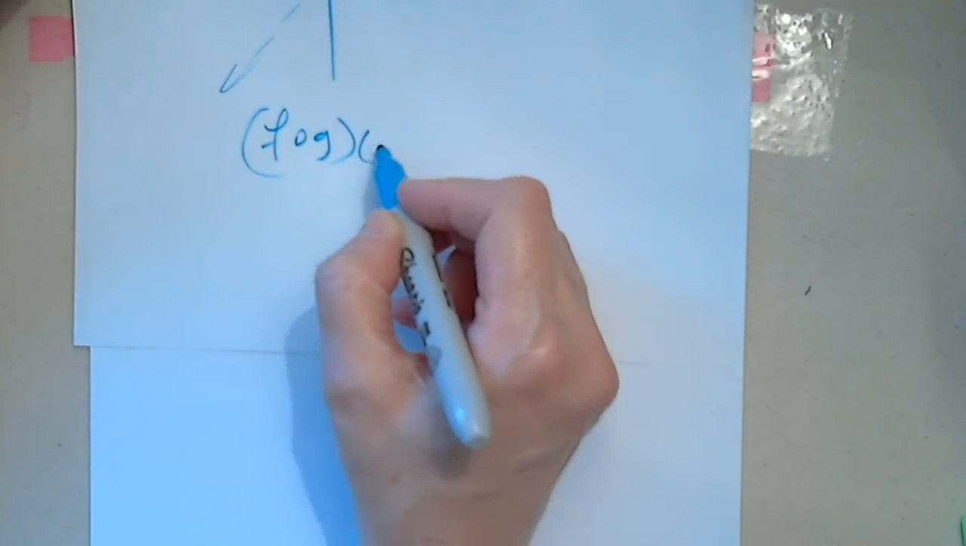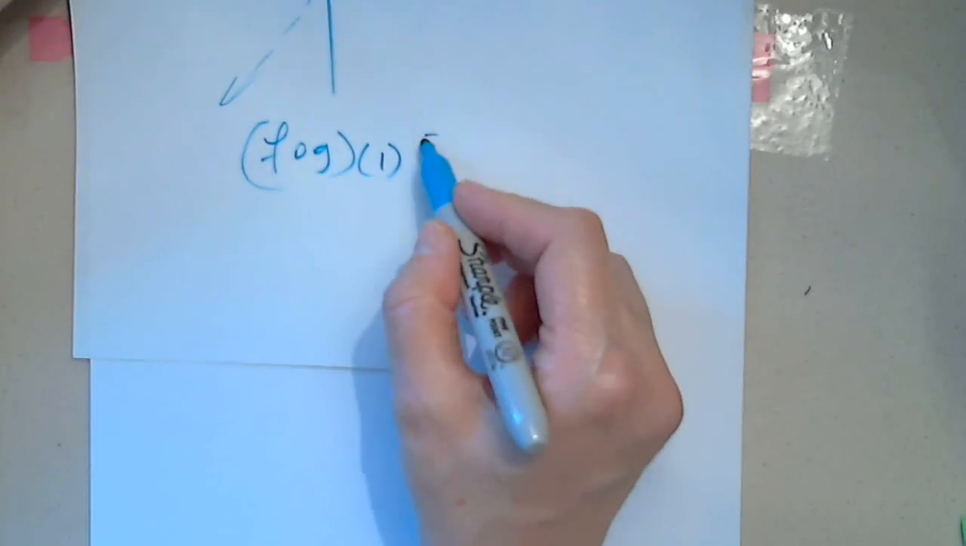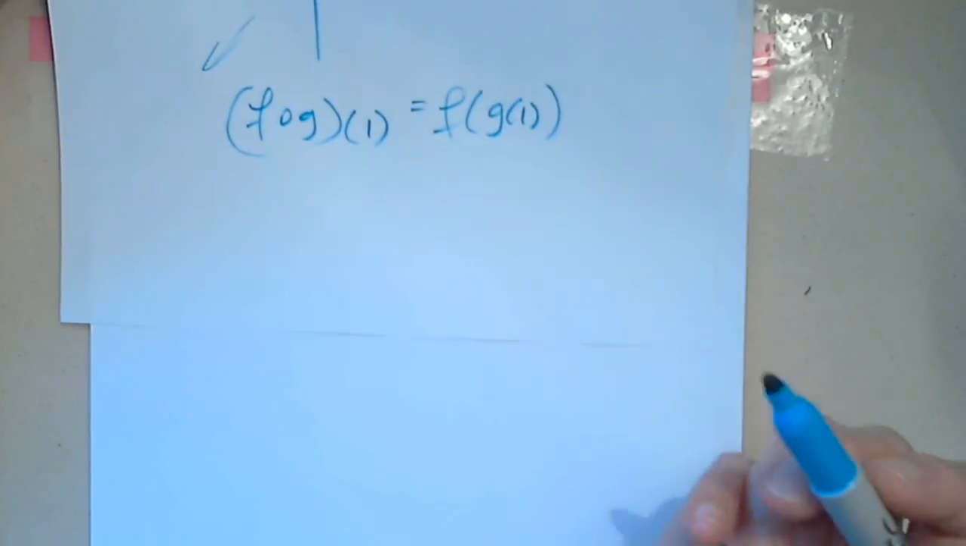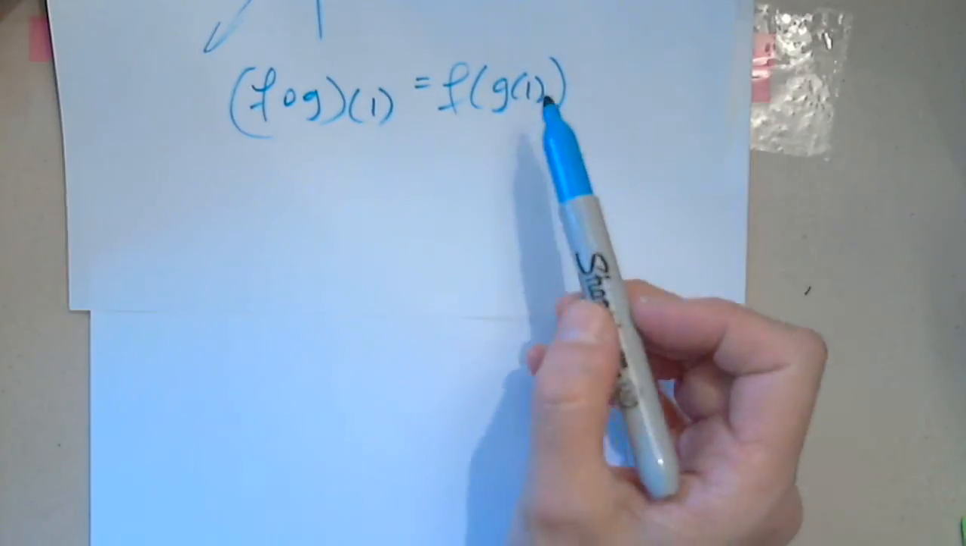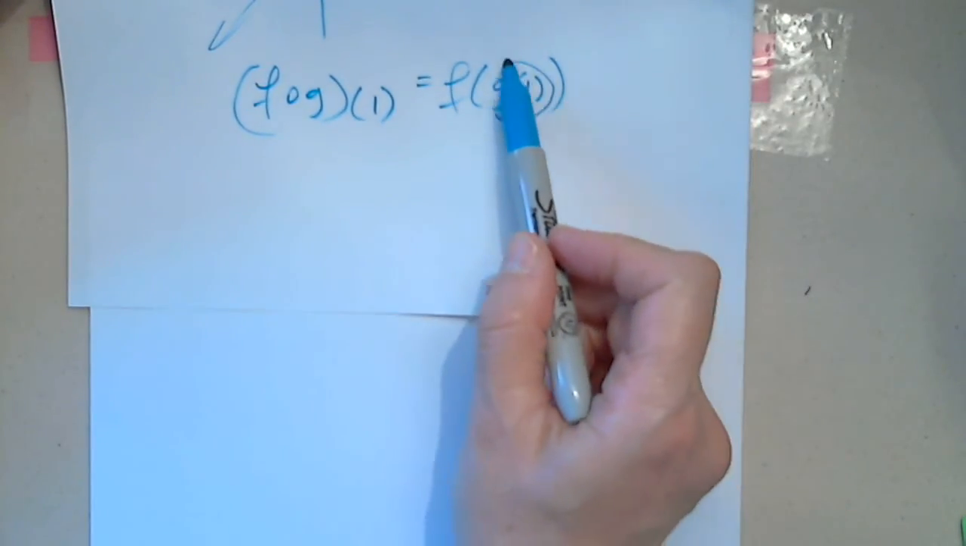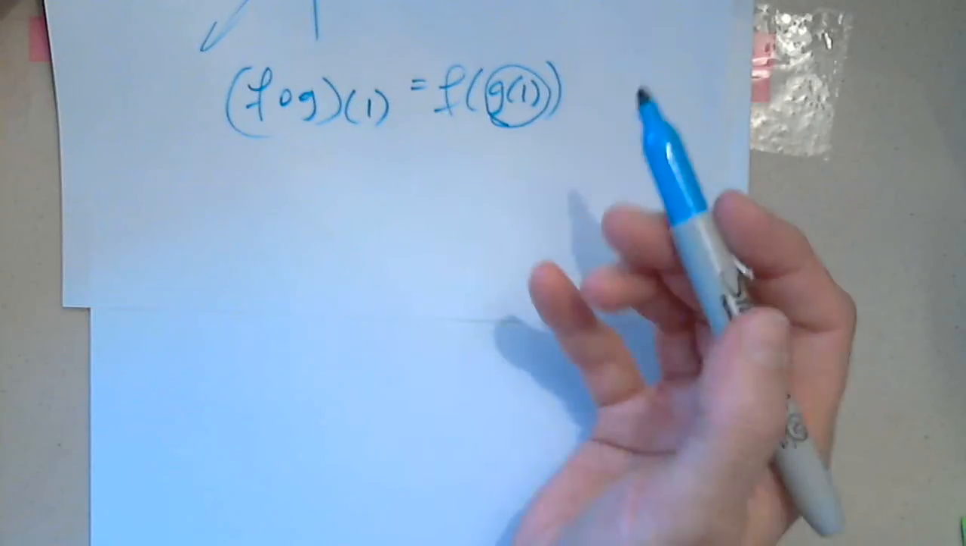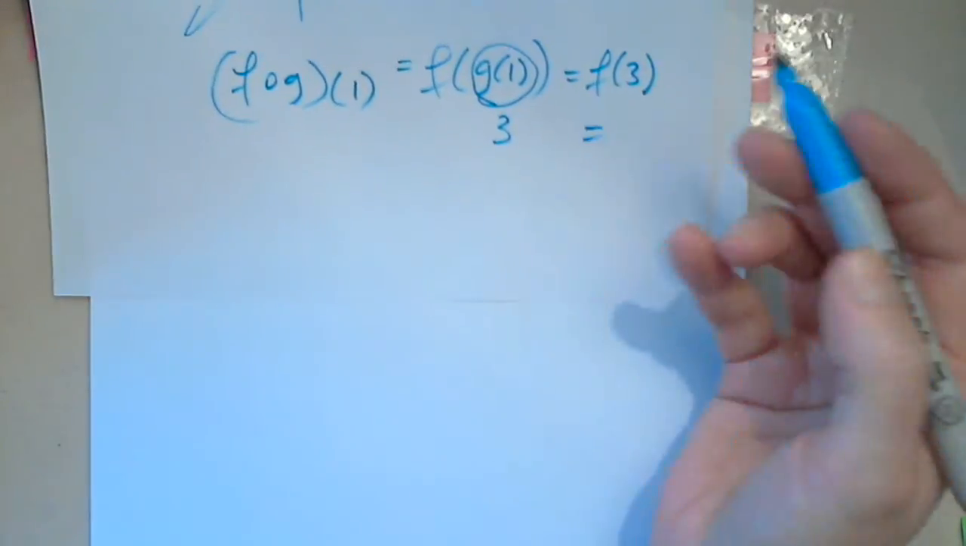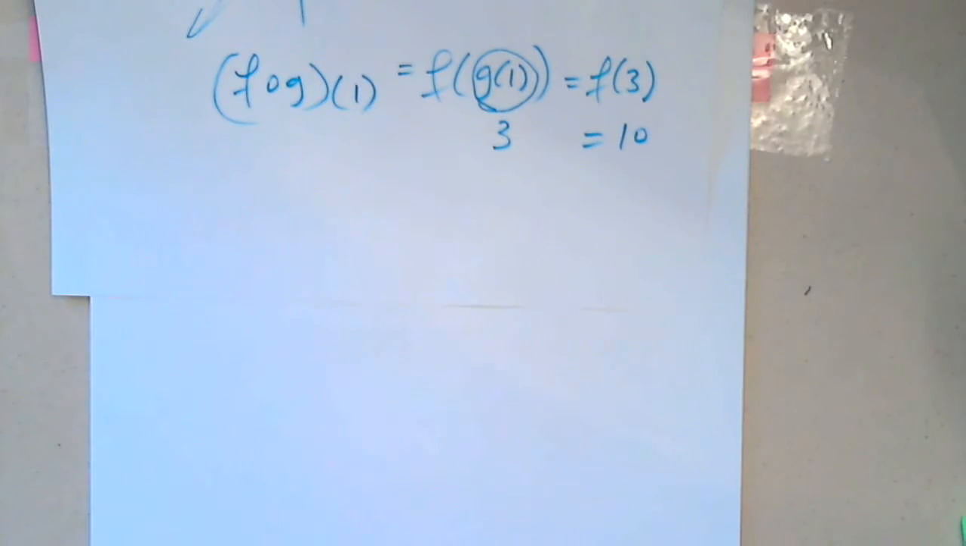F of G of 1 equals F of G of 1. If I'm given graphs, I will determine this first. Read it from the graph. Let's say it's 3. And then I would have to read F of 3, let's say is 10. Exactly what we did with the table. But we can be given a graph.